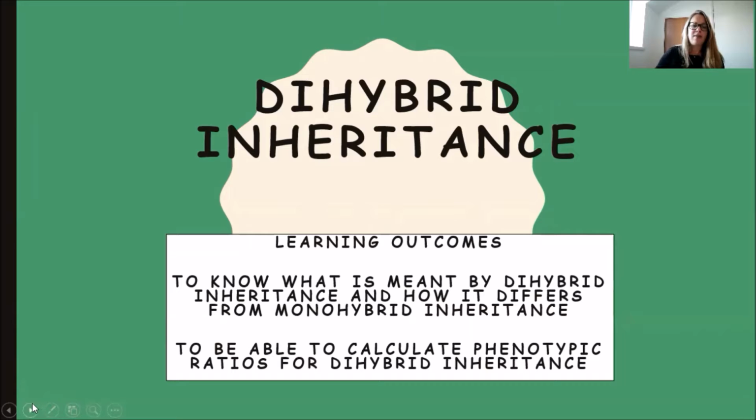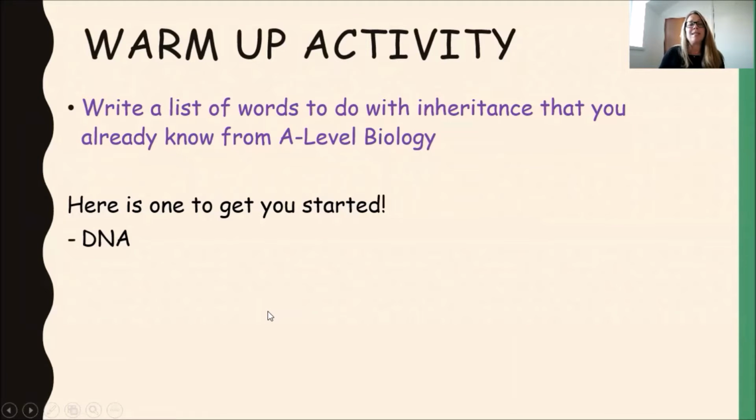So we'll start by thinking about the vocabulary you're going to need to know and to fully understand in order to understand dihybrid inheritance. So in a moment, I'd like you to pause the video and to write down as many words as you can think of to do with genetics and inheritance. Now, this might be something that you learnt last year in your first year of A-level, but if you can't quite remember that, think back to what you learnt in GCSE, some of the keywords that you used discussing inheritance. So I'm going to give you one to start off with, and that is DNA. So pause the video now and spend 3 or 4 minutes writing down as many words as you can think of to do with inheritance.